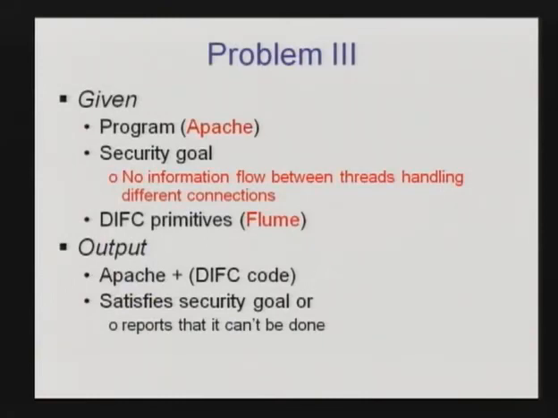And here the idea is that you are given a program like Apache with no information flow stuff in it, okay? And you have a DIFC enabled operating system like Flume. DIFC is decentralized information flow control enabled operating system. Think the ideas of GIF, but carried over to the operating system. And what we have is a system which gives you output as Apache plus all the DIFC code that you need to run on Flume. Okay?